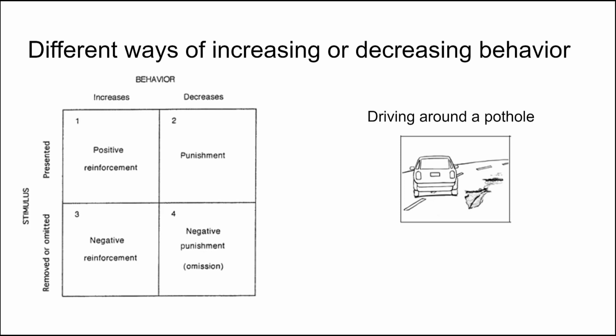Finally, driving around a pothole is negative reinforcement. The behavior in this case might be something like careful driving, keeping your eyes on the road, slowing down, turning the steering wheel, and the consequence is missing the pothole. So you're avoiding a stimulus, so this is negative. And then the effect is that the behavior of driving carefully increases, which makes this reinforcement, so negative reinforcement.